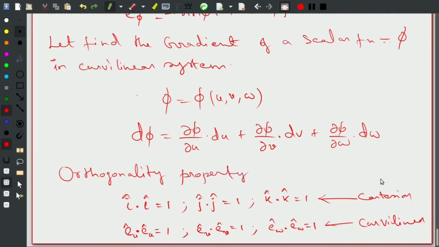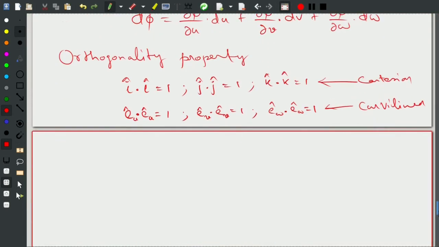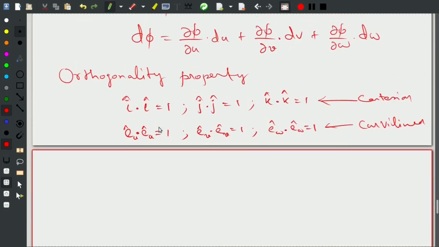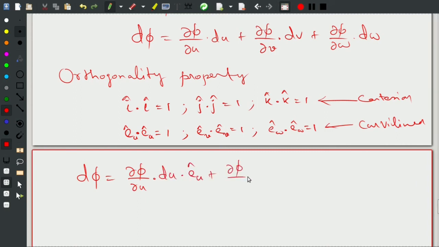So we can exploit this orthogonality property to find the gradient. Let me use this here in this equation. This dφ can now be written as ∂φ/∂u du times e_u cap, plus ∂φ/∂v dv times e_v cap, and ∂φ/∂w dw times e_w cap.